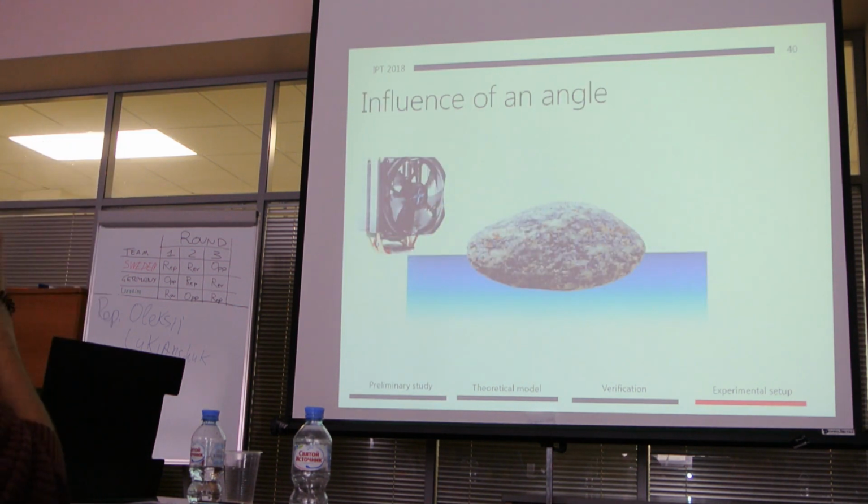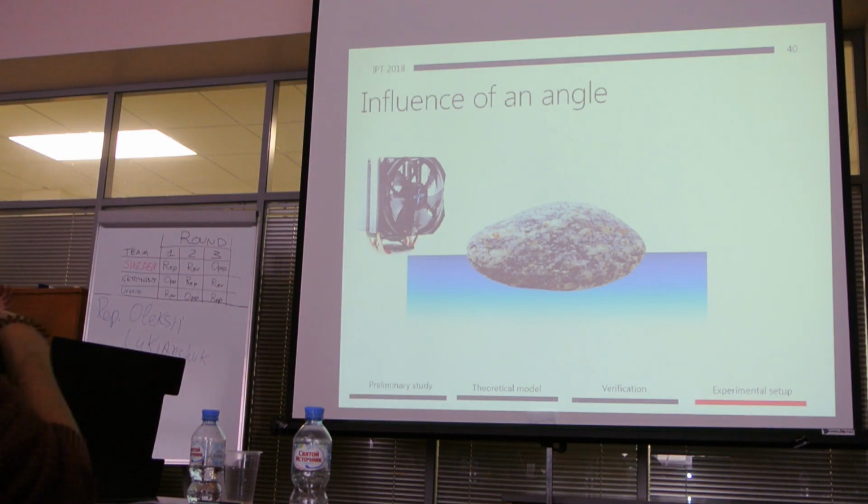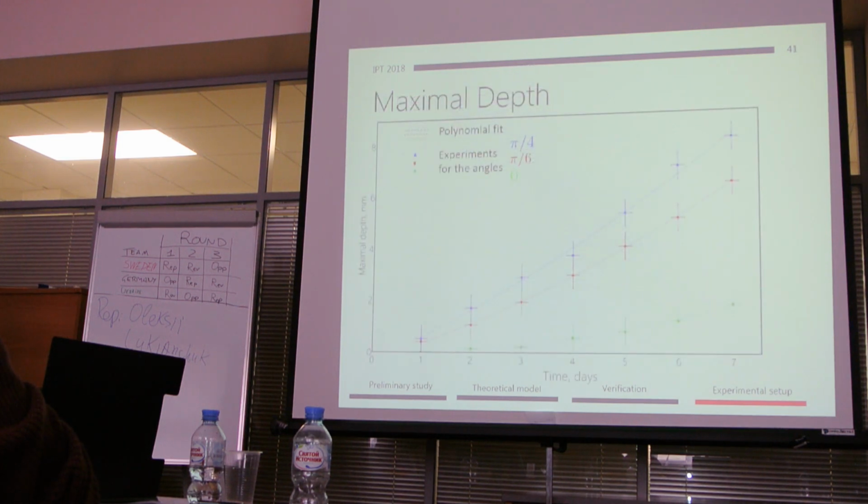We also know that there is an influence of the angle between the fan and the shape, because when we move the fan there is a change in the turbulent field, in the velocity field in general, so turbulence changes as well. So you can see the plot of the maximal depth of a trench plotted against day, corresponding to 3 different angles between the fan and the surface.